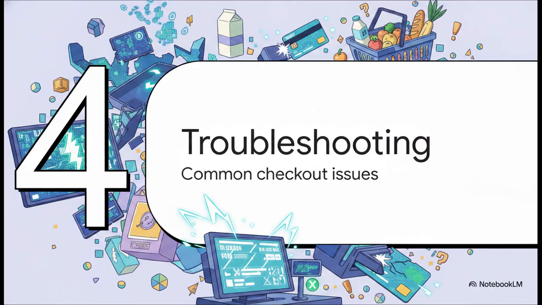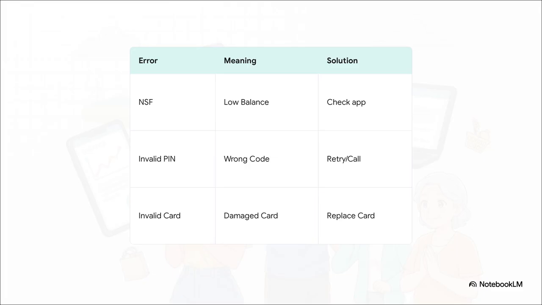Let's face it, even with the absolute best preparation, technology can sometimes throw us a massive curveball right at the cash register. It happens to the best of us. You might want to grab a screenshot of this so you can easily cross-reference these error messages later. For instance, a viewer recently told us they literally abandoned a full grocery cart because of an invalid PIN error, only to realize later they just typed it in way too fast. So if you see invalid PIN, just pause, take a breath, and carefully try again.